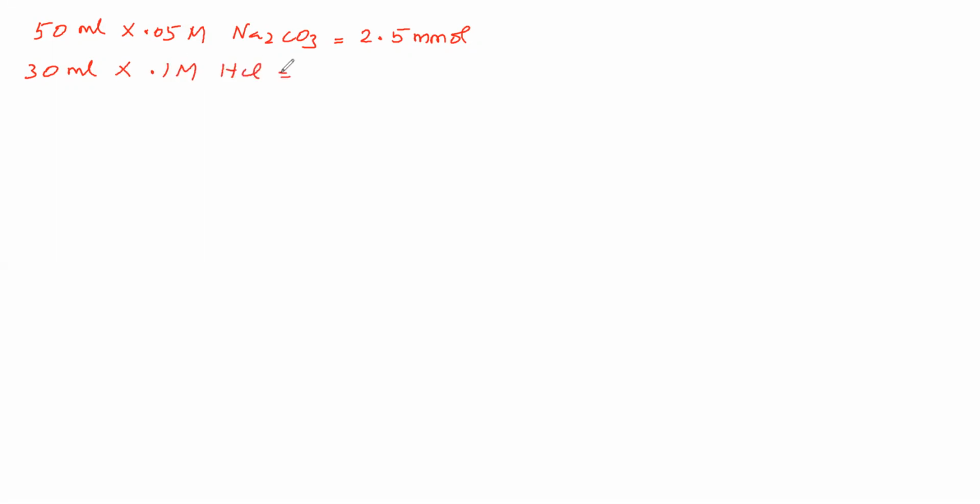Initially we have taken 50 cc of sodium carbonate, concentration 0.05 molar. We are multiplying these two, we are getting millimoles of sodium carbonate, 2.5 millimoles. We added HCl, totally 30 ml is added, concentration is 0.1 molar. On multiplying these two, we are getting millimoles of HCl, that is 3 millimoles of HCl.